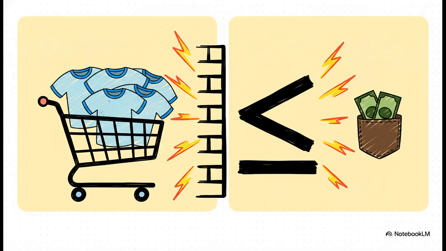This is a super practical shopping limit. You're buying t-shirts for a group event. The shirts cost $12 each, and you have exactly $100 in your pocket. You obviously can't spend money you don't have, right? So the number of shirts, x, times $12, must be less than or equal to 100. Our inequality is 12x is less than or equal to 100. It is the perfect financial boundary.